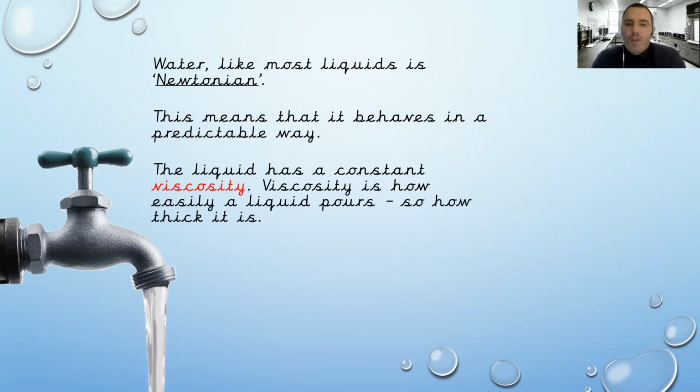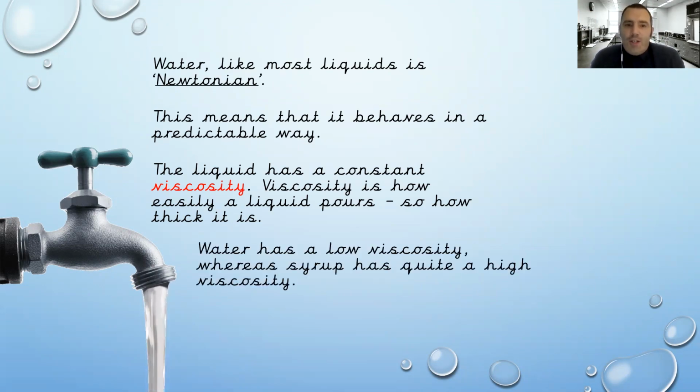So the liquid has a constant, what's called viscosity. And viscosity is how easily a liquid pours. So it's how thick that liquid is. Water has a really low viscosity, whereas syrup, whether it's corn syrup or golden syrup or even honey, has a high viscosity and it pours a lot more slowly. You can see this if you get yourself a cup of water and a teaspoon. You can put the teaspoon in, scoop up some water, tip it, and it'll come off the spoon really easily. With a spoonful of golden syrup, if you take the can, scoop up a spoonful and pour it, you'll see it comes off the spoon much, much slower.